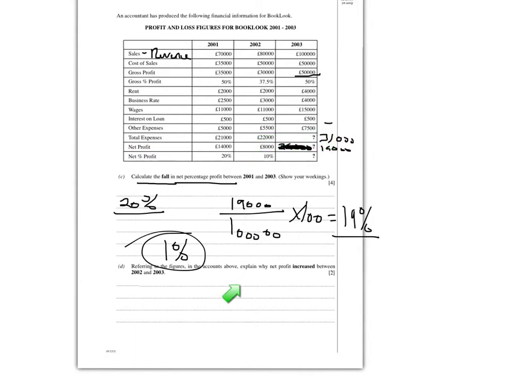What's the big reason why net profit increased so much? And the reason is because their revenue went up from 80,000 to 100,000. So all you'd have to say, as you can see above, is the revenue increased from 80,000 in 2002 to 100,000 in 2003, a 20 grand increase, which is the reason why net profit increased. That's it. All you've got to do is explain that. There you are.